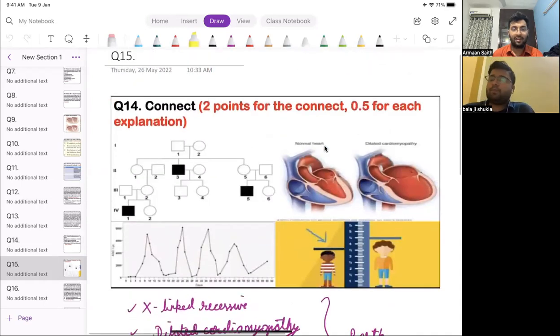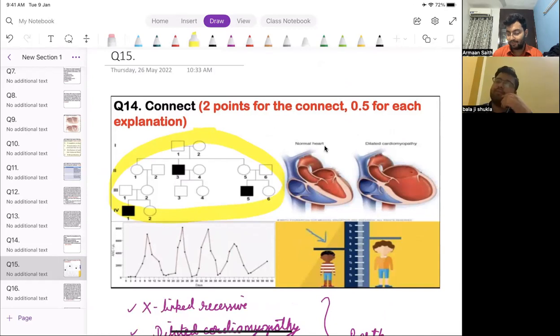Now, the next question was a connect question. In a connect question, you are given 4 to 5 images, and then you have to guess what those images stand for, and then find a single diagnosis to them all. Now, as you can see, in the first image, the parents do not have any disease, and the disease is being transmitted only to male children. So therefore, it's an X-linked disease.